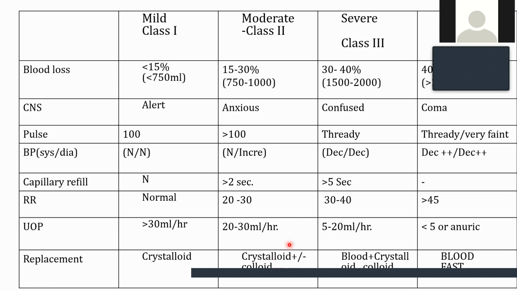Good. When the patient comes very confused or with a bit of lethargy, the volume of the pulse is very low, the systole is dropped, the diastole is dropped, both very low, and the capillary refill time is very delayed, more than 3 to 5 seconds. The respiratory rate is very, very tachypneic, he is breathing fast. The urine output is very low, oliguria. And now his estimated loss is 30 to 40%, which is around 2000.